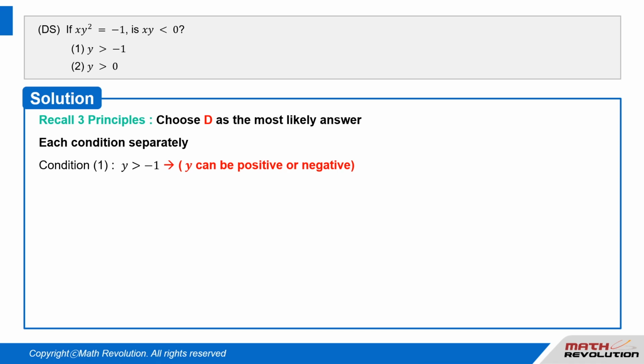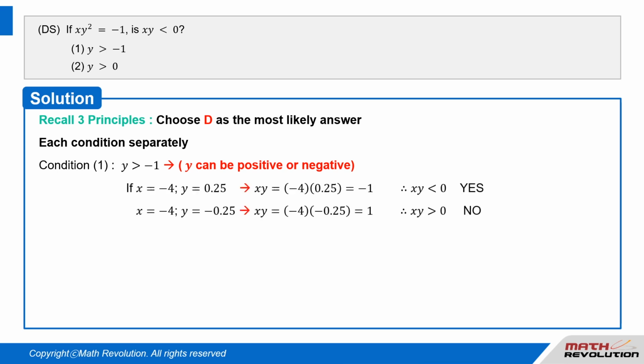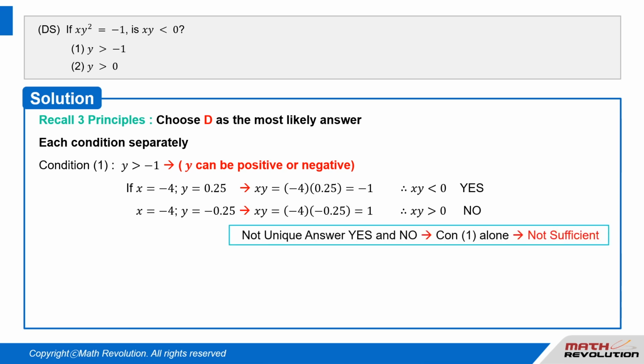Condition 1 tells us that y is greater than -1. Therefore, y can be both positive and negative. If x equals -4 and y equals 0.25, then x times y equals -1, or x times y is less than 0. We get yes as an answer. But when x equals -4 and y equals -0.25, then x times y equals 1, or x times y is greater than 0. So we get no as an answer. Since it is not a unique answer, yes and no, this condition is not sufficient.